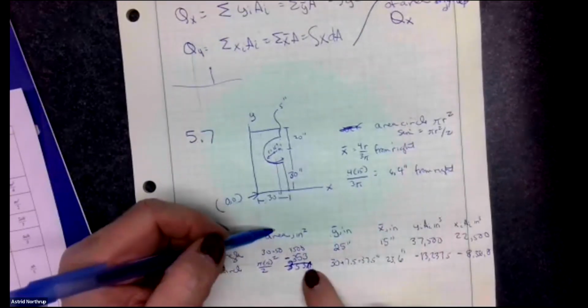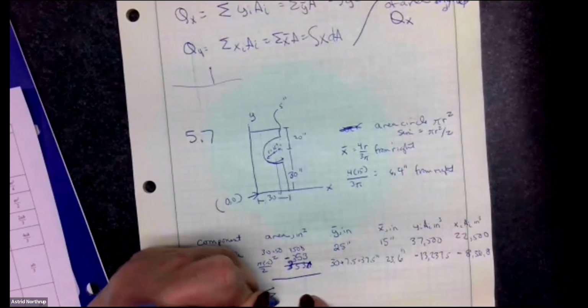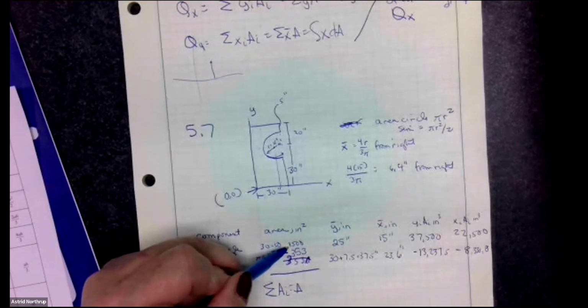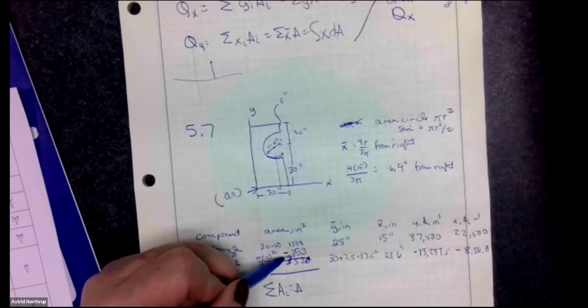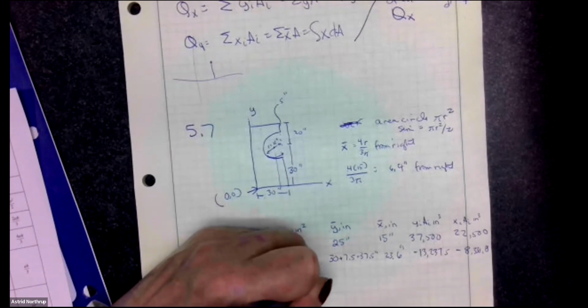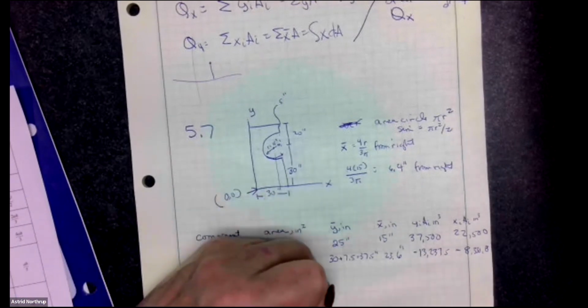All right. So now I need to sum up my areas. The summation of the individual areas is equal to the area. So that's going to be 1,500 plus a negative 353, 1147, and that's in inches squared.